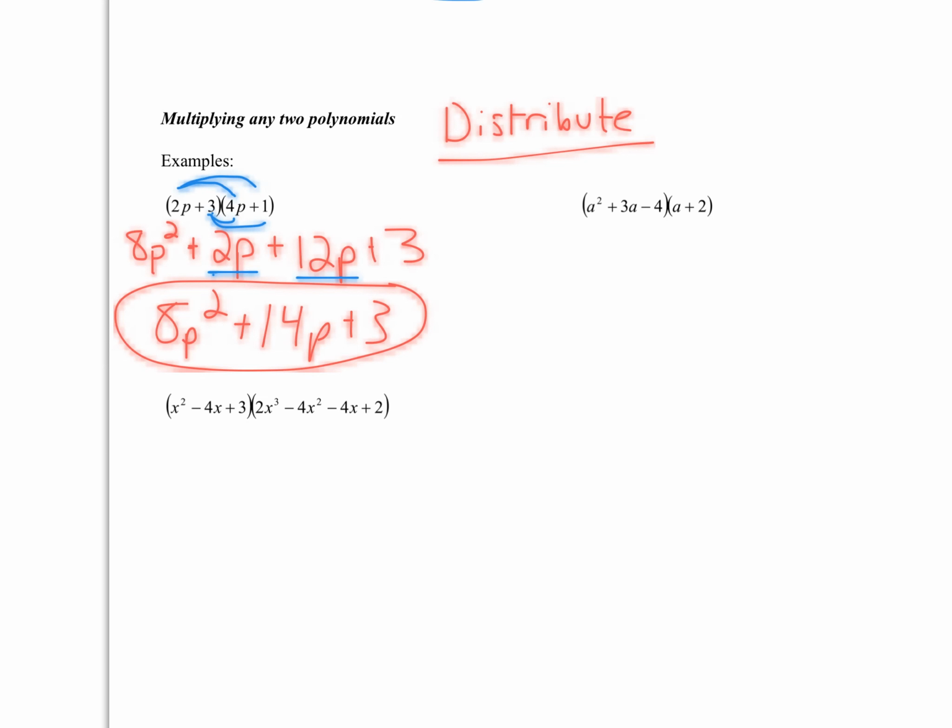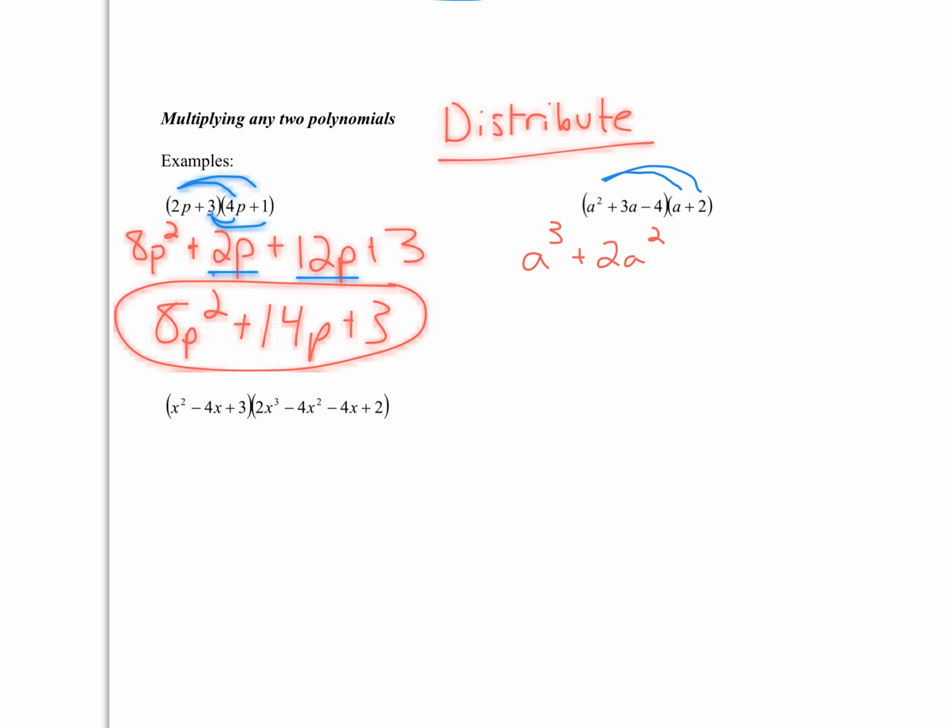Okay, in this next example, we still have to multiply everything from the first polynomial and distribute it into the second. So I'm going to start with a squared, and I'm going to multiply it by a and by 2. A squared times a is a cubed. A squared times 2 is plus 2a squared.